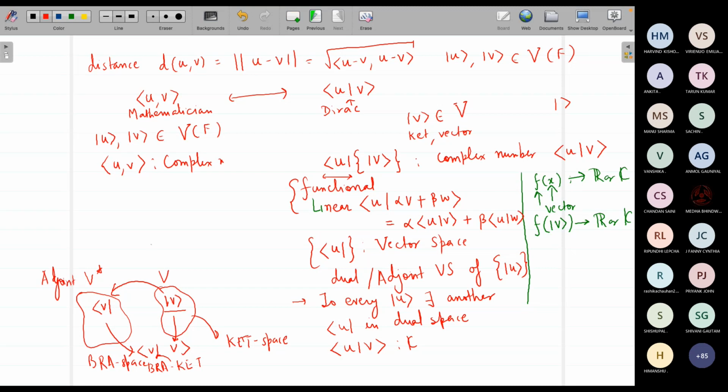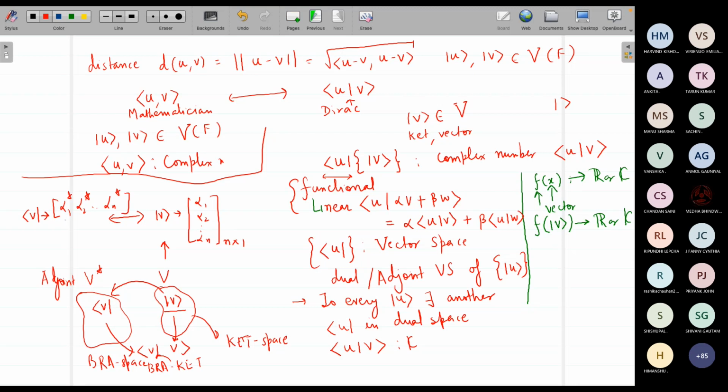Why is it so? Because now, for Dirac, see the interesting terminology which Dirac introduces. When a general vector, alpha 1, alpha 2, alpha n, is represented by a column vector in this ket space, the corresponding bra vector is represented by a row vector, complex conjugate. So that is why the word adjoint space is used as well.